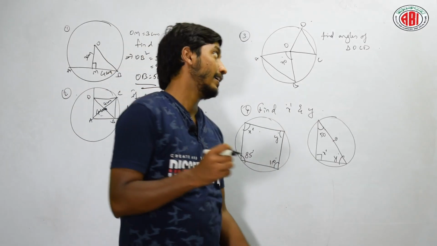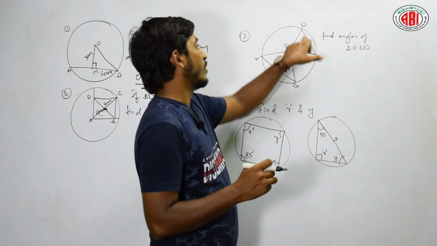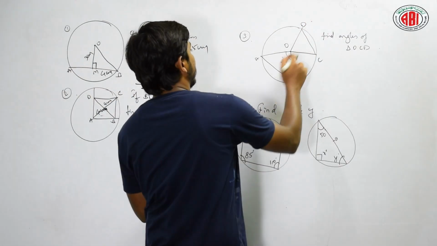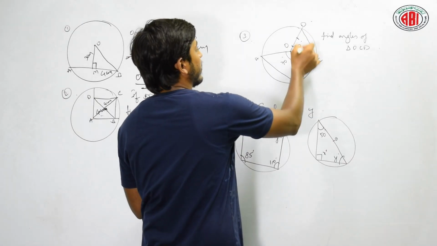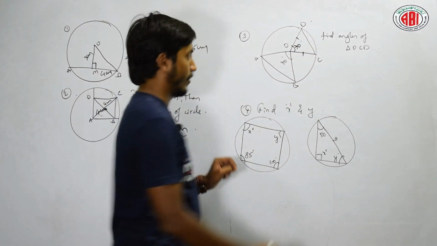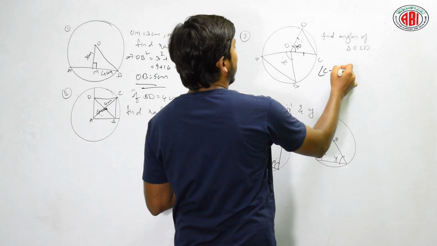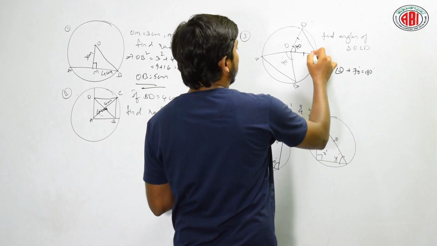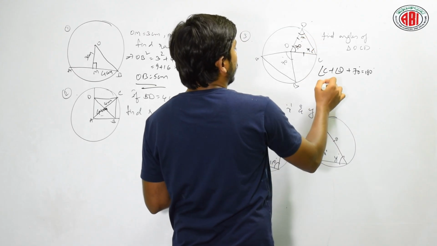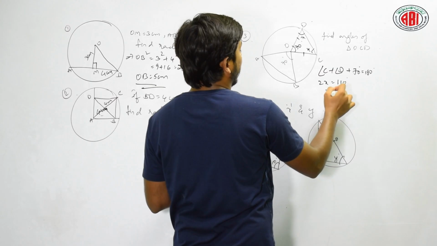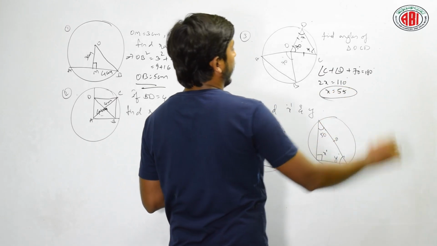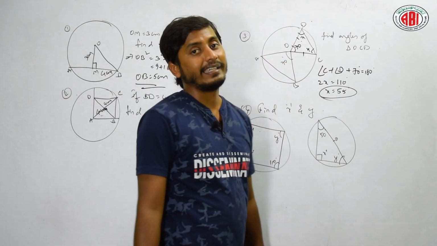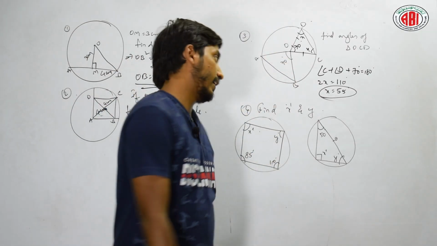Right? Next, he is asking us to find the angles of OCD. How do we find? You people know very well. If this is 70, this is also 70. This is an isosceles triangle. Therefore, angle C plus angle D plus 70 is equal to 180. Both are equal. Let us say they are x. 2x is equal to 110. Therefore, x is 55. Right? Both the angles are 55 and one more angle is 70. Right? Fine.